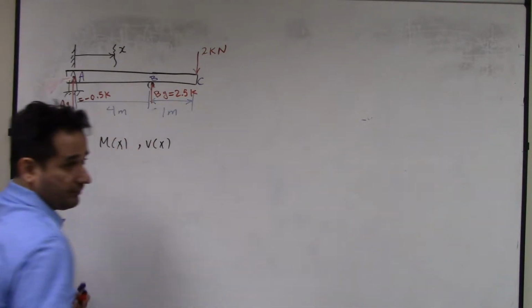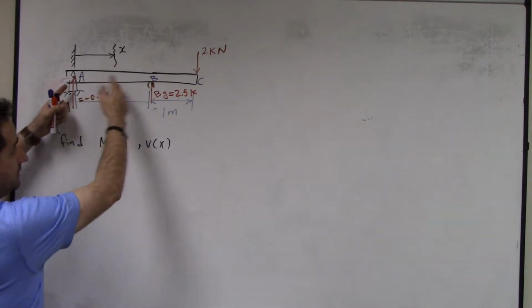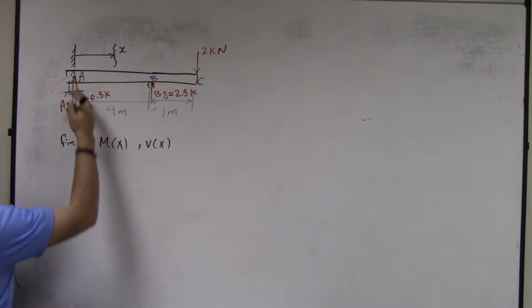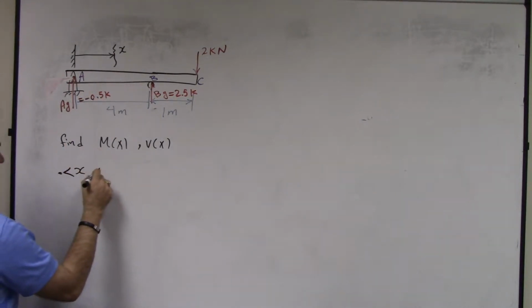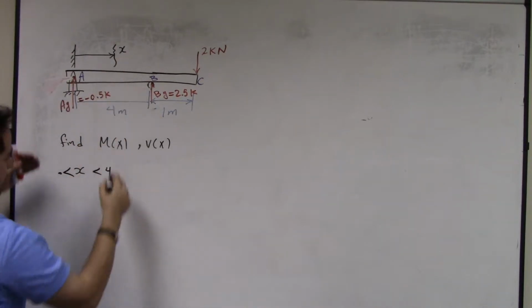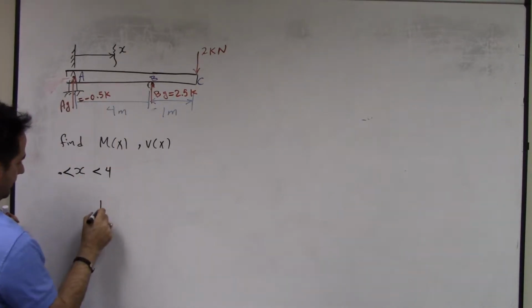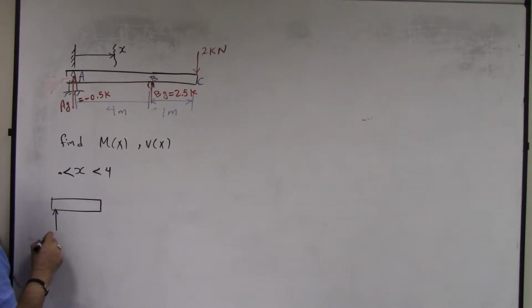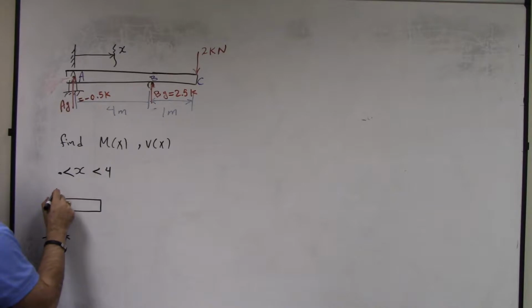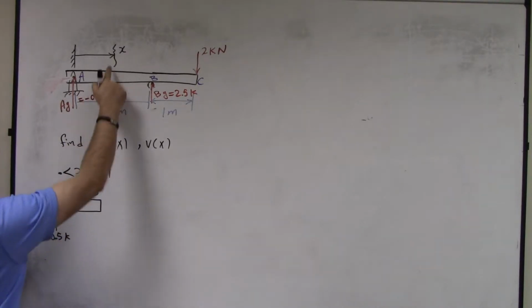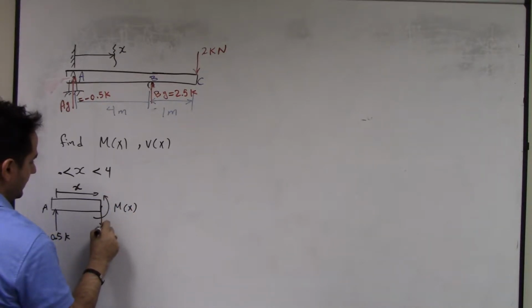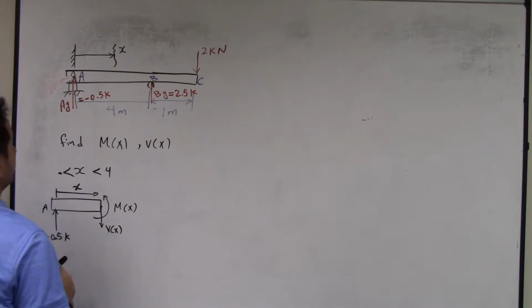Now let's say I want to find shear and moment using the conventional method. So first, X between 0 and 4. So you cut somewhere here, and I draw the FBD. So you have negative 0.5K at point A, and this is X. And here you have MX going up, Vx going down, no axial force.